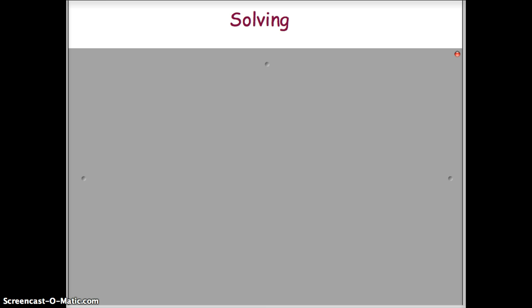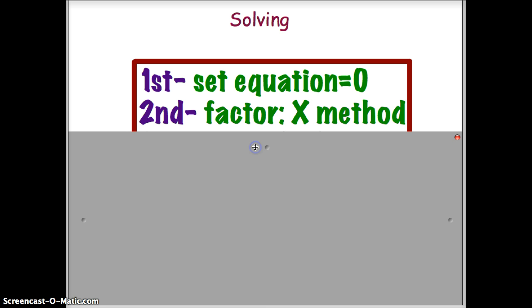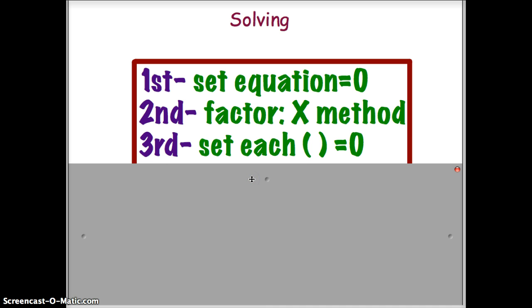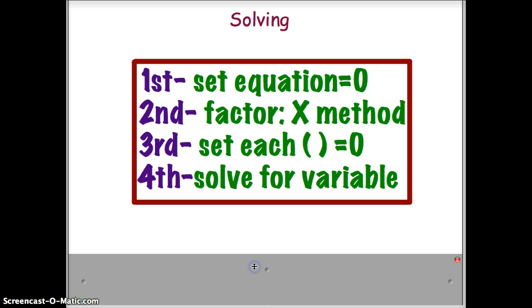We're going to be looking at solving these equations in the form of x squared plus bx plus c. Step number 1, you first need to set the equation equal to 0. Sometimes this will be done for you already. Second, factor using the x method. Third, set each parenthesis group equal to 0. And then because of our zero product property, we can solve for the variable.